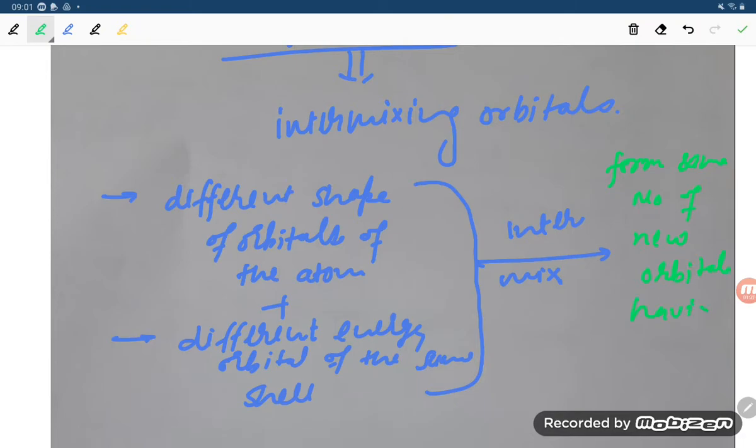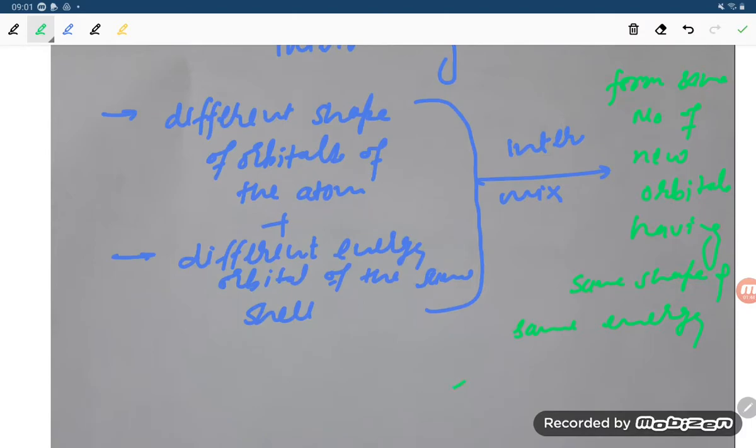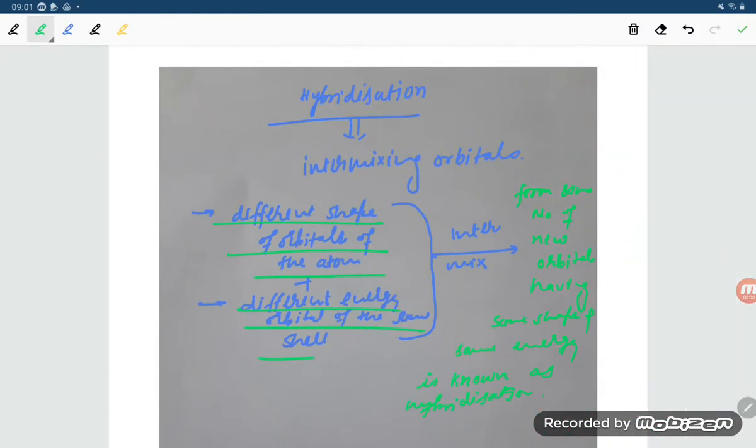What is the property of the new orbitals? They have the same shape and the same energy. This process is known as hybridization. So hybridization is when different shapes of orbitals of the same atom and different energy orbitals of the same shell intermix together to form the same number of new orbitals having the same shape and energy.